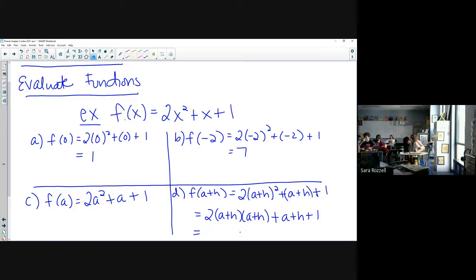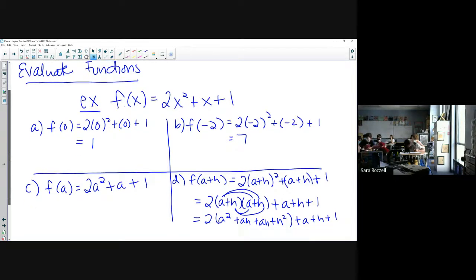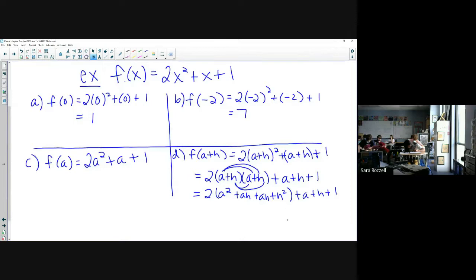So what do you think we're going to do next? Distribute, we'll leave our 2 in the front. a times a is a squared, and a h, another a h, and what squared? h squared. All of our parentheses are gone.